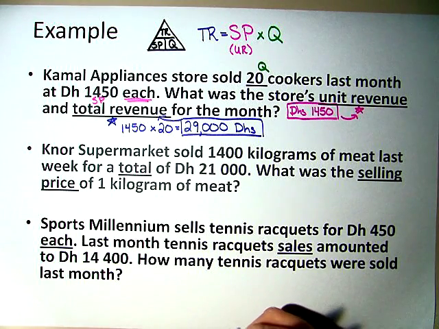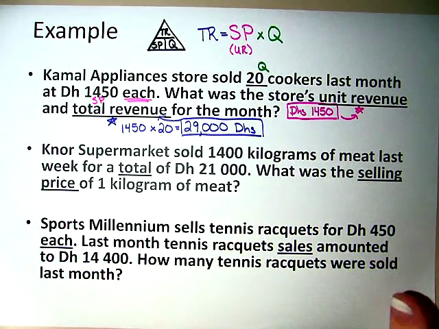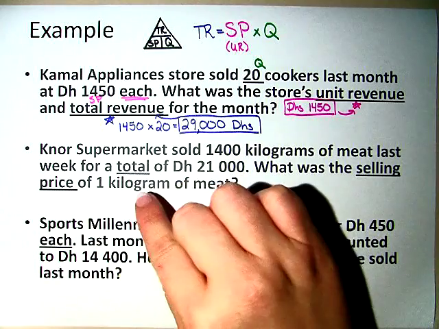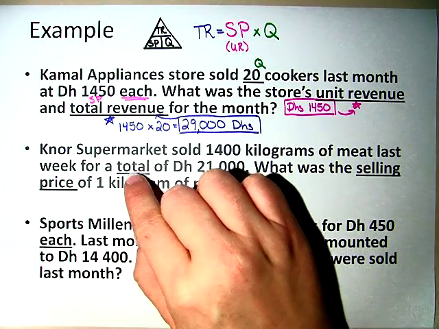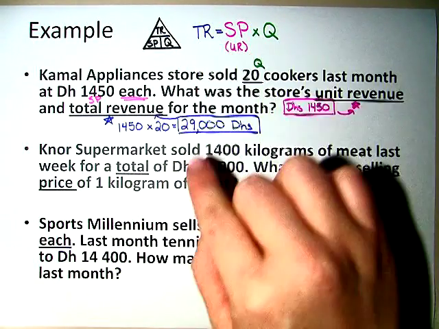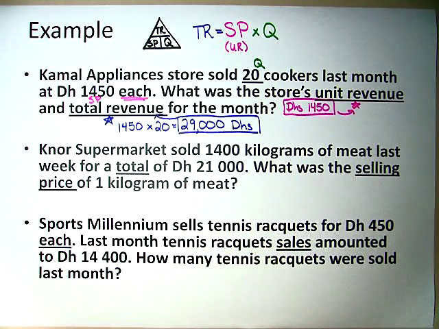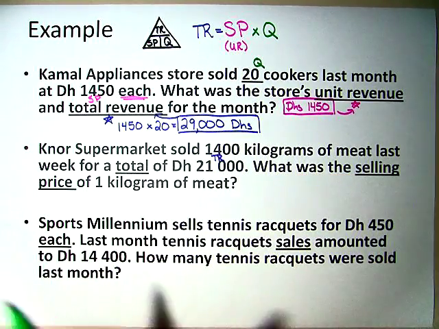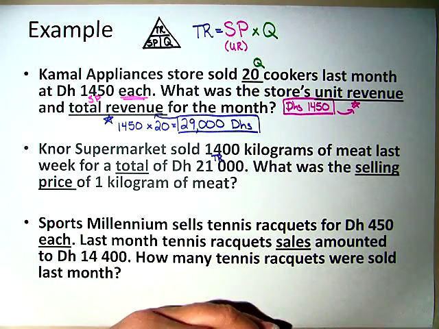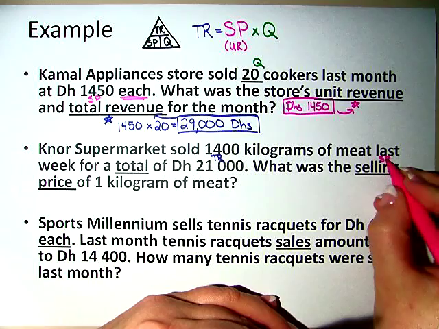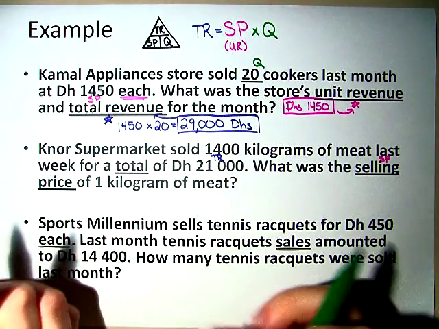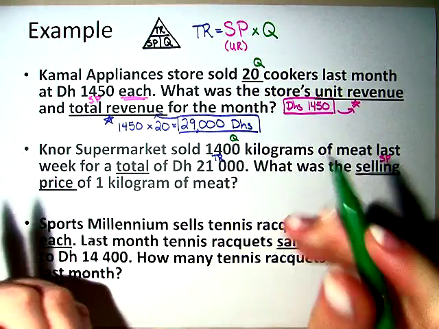Noor's supermarket sold 1,400 kilograms of meat. Okay, we're not sure quite what this is yet, but let's keep reading the question and see if we can figure it out. Last week, for a total, probably total revenue of 21,000 dirhams. So I'm going to say that this is my total revenue. What was the selling price? So we're looking for SP. So we have TR, which means that this 1,400 has to be Q.